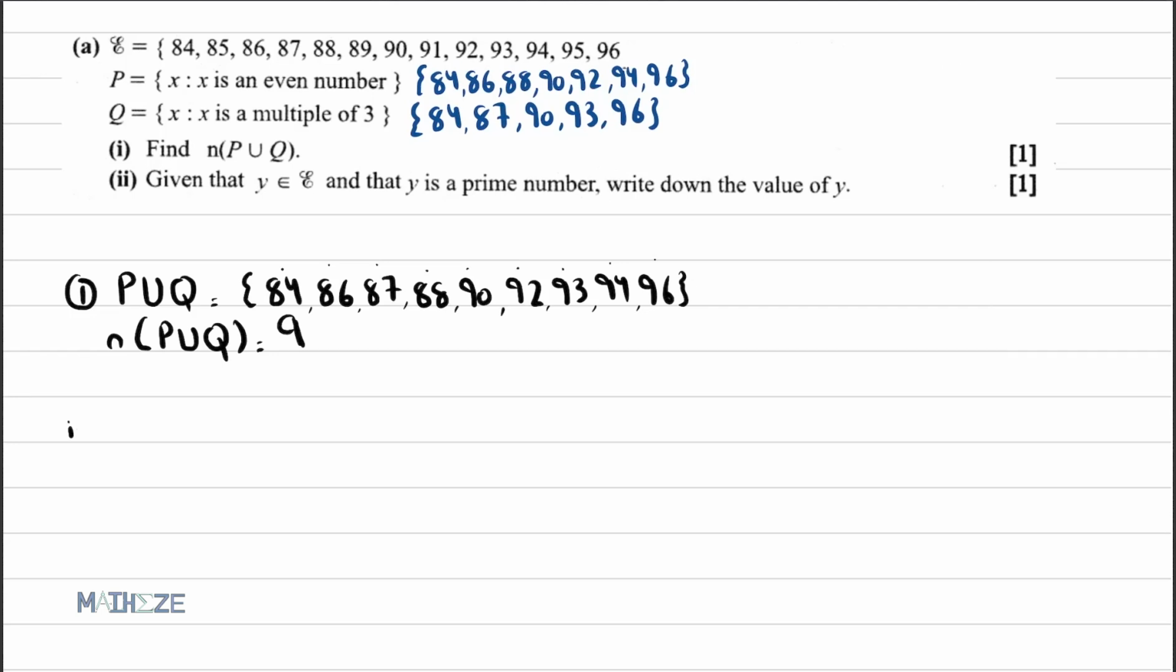In part 2, it says y is the element of universal set and y is a prime number. What are prime numbers? Those that are divisible by 1 and itself. So if I see all even numbers, they are divisible by 1, itself and 2 also, right? If I see 85 and 95, they are also divisible by 5. When I see 87 and 93, they are divisible by 3. Then if I see 89 and 91, 91 is divisible by 7.